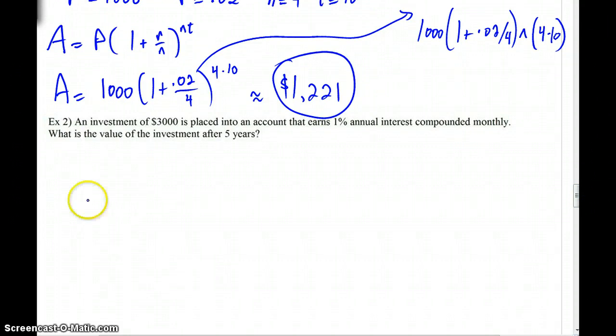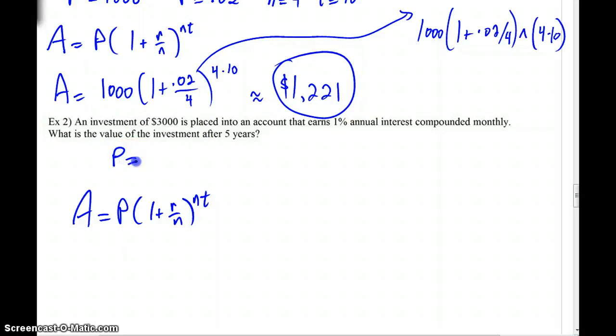Very similar, by the way. We're going to use this same formula, and we just have to interpret this and work out all the details. An investment of $3,000. Well, hey, that's what we start our account with. That's our principal. That's P. It's placed in an account that earns 1% interest.